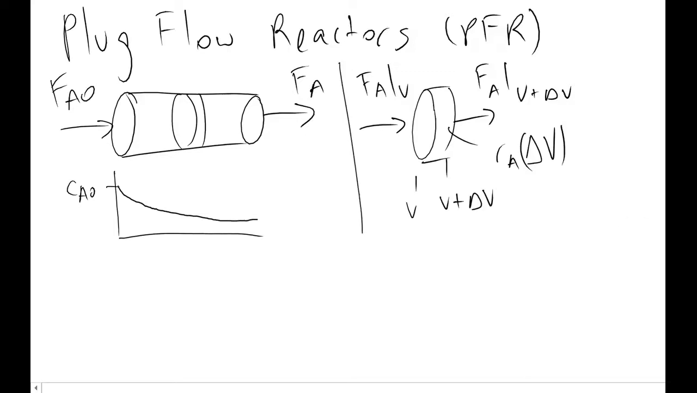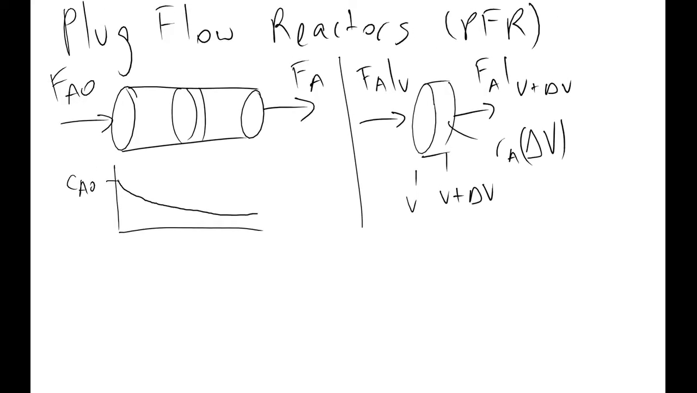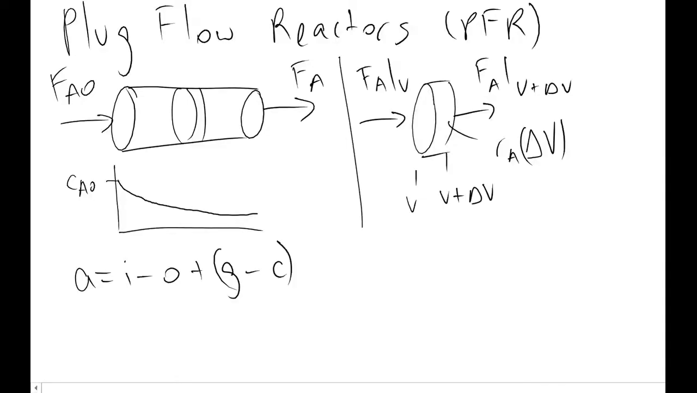So the next step in deriving a total mole balance on a PFR is to look to the mole balance equation, which tells us that the accumulation is equal to in minus out plus generation minus consumption. And quick note, generation and consumption are commonly lumped together in RA, and if we are dealing with moles of A being generated, RA will be a positive quantity. If we're dealing with moles of A being reacted, it will have a negative sign in front.